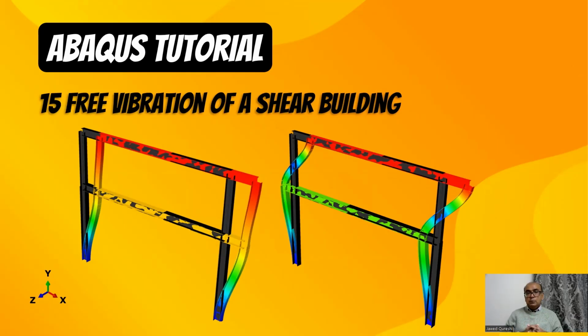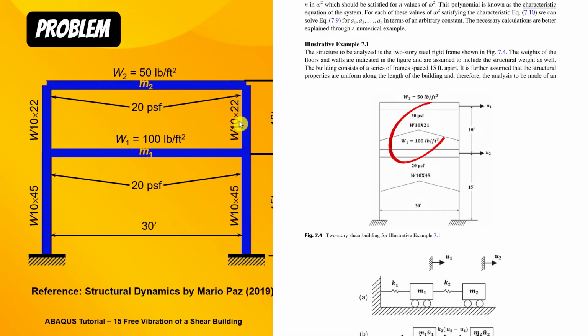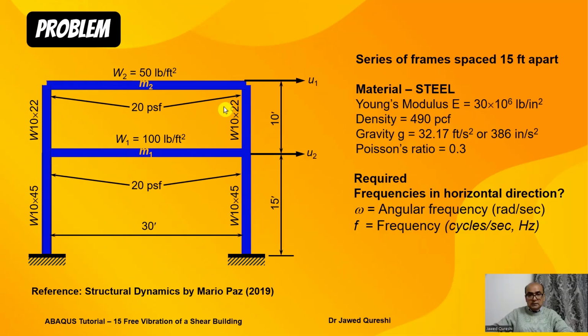In this lecture, I will cover free vibration of a shear building with 2 degrees of freedom using the lumped mass approach. This is the problem which I want to solve today. It is taken from Structural Dynamics by Mario Paz, and the only change here is W10x22. In the example it says W10x21, but I couldn't find a 21 section in any of the American sections. Anyway, it's not going to affect the dimensions at all.